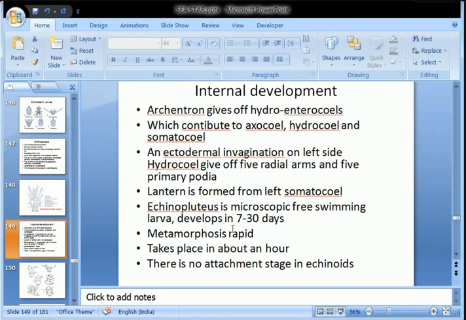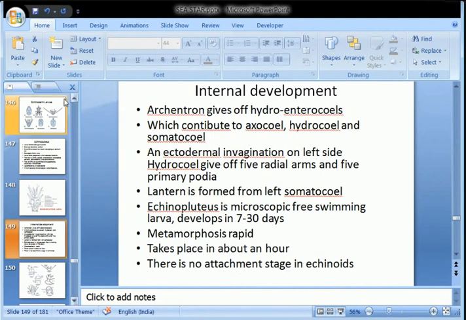We don't need to go into much detail of the embryonic development of all the larvae, but we just want to know the basics about this development. Since the lantern is a very prominent structure in echinoids, we have mentioned that it is formed from the left somatocoel. And this echinopluteus larva is a microscopic, free-swimming larva, and it develops in 7 to 30 days. Then metamorphosis is rapid. It takes place in about an hour, and there is no attachment stage in echinoids.